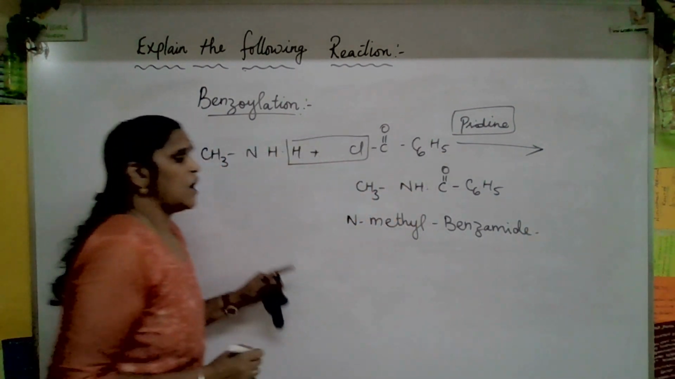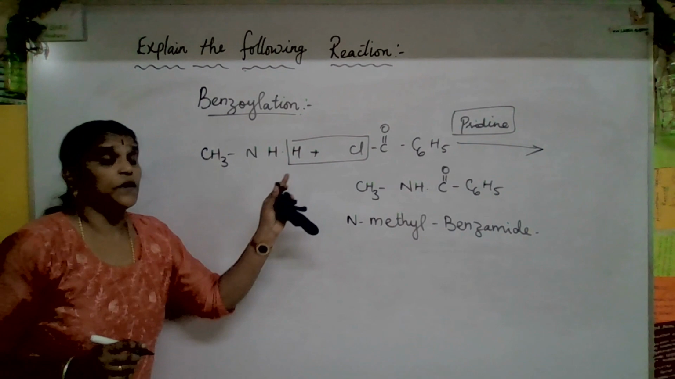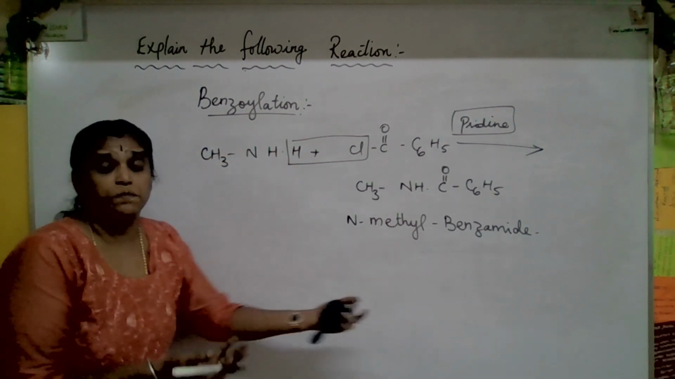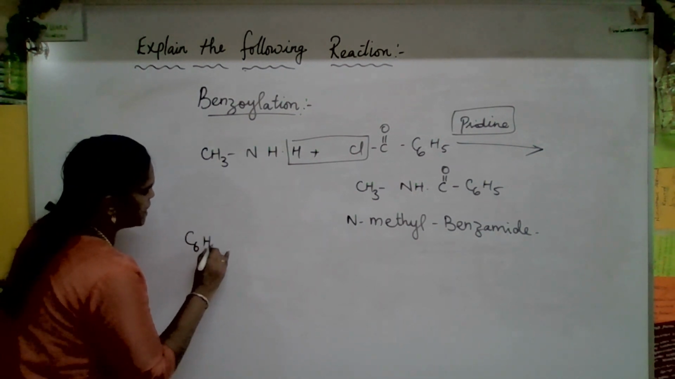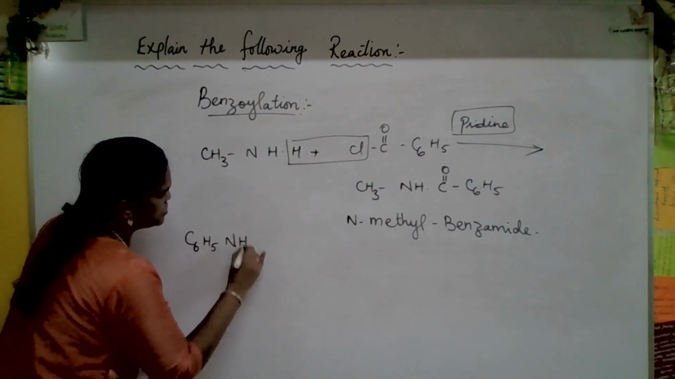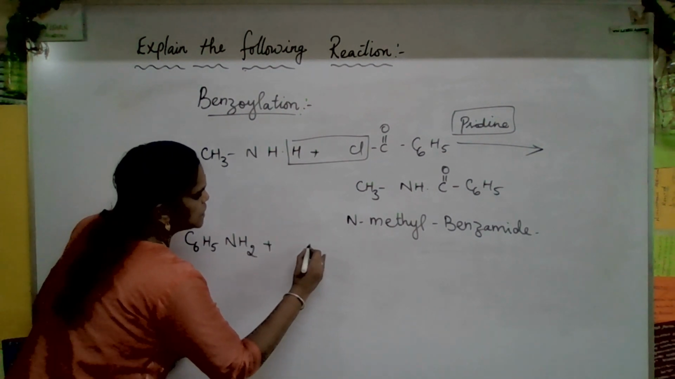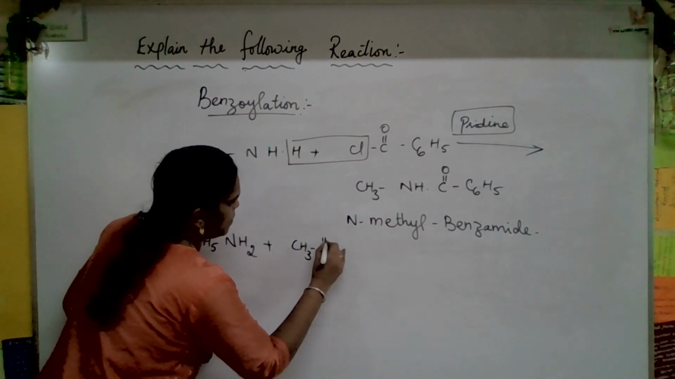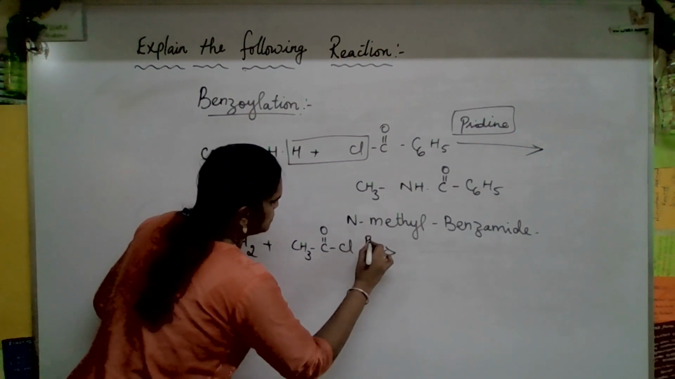Benzamide. Okay. Now you can ask the question. Now aniline reacts with acetyl chloride. What is the product? What is the difference between these products? Come on, let us go for it. C6H5NH2 combined with CH3C double bond O Cl, in the presence of pyridine.